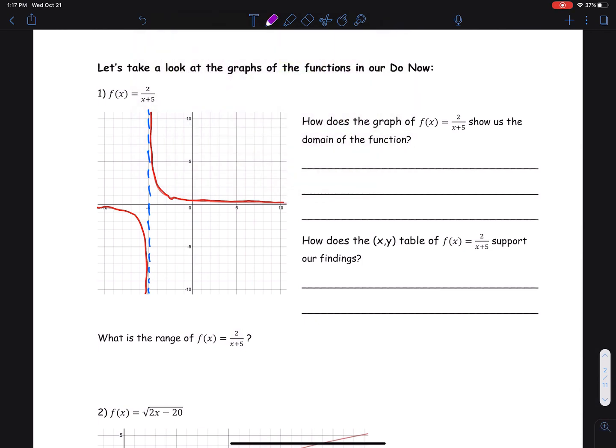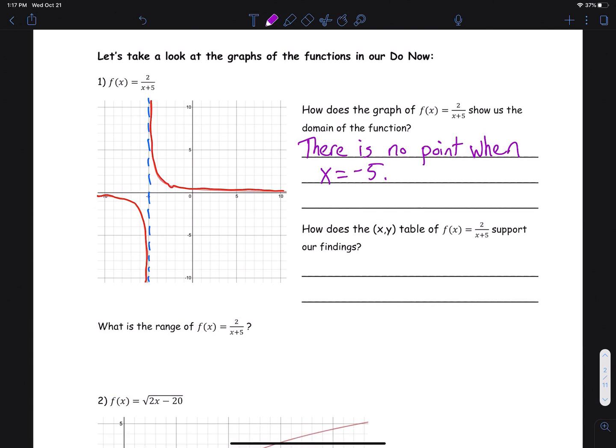So how does this graph show us the domain of this function? Well, there is no point when x equals negative 5. So we know the domain is not going to include negative 5. But you can see that the red is the graph of f of x equals 2 over x plus 5. You can see our domain is including every other number, because we go as far left as negative infinity, as far right as infinity.